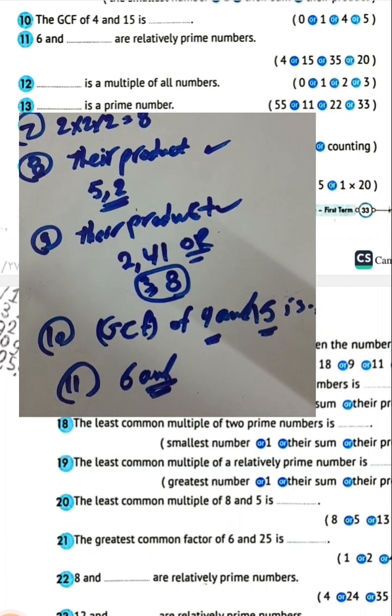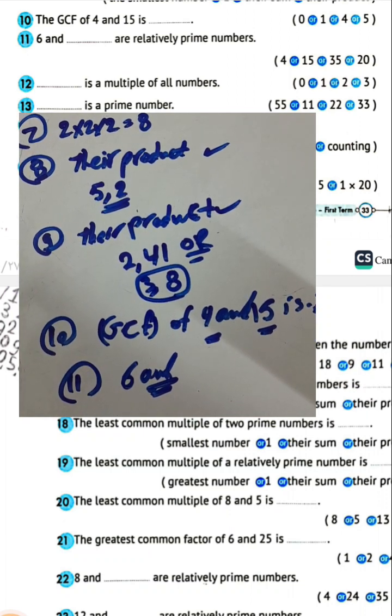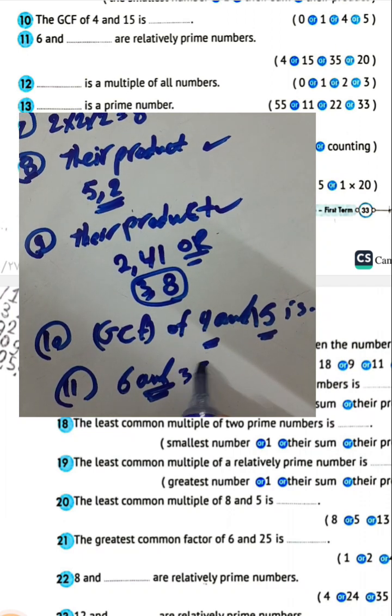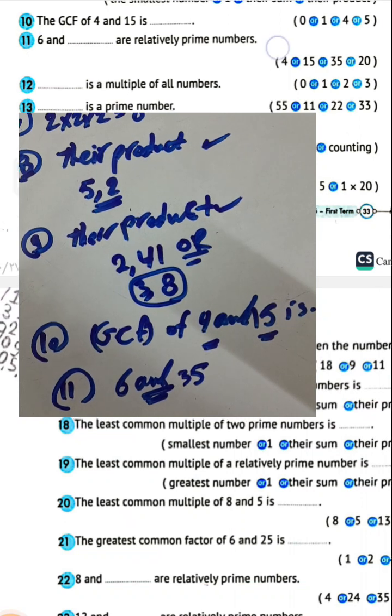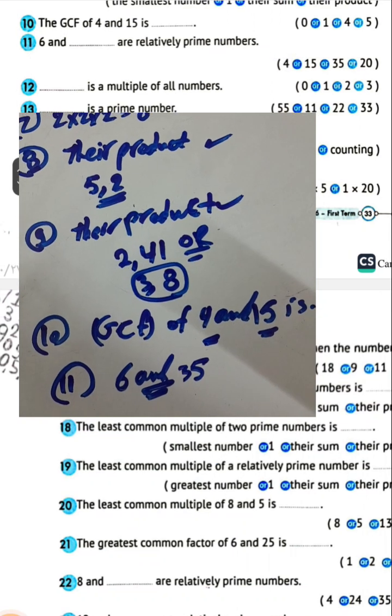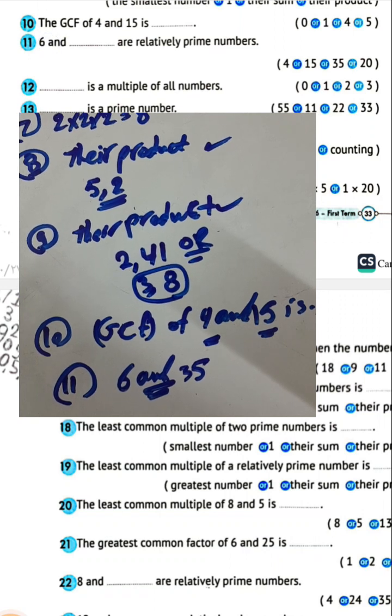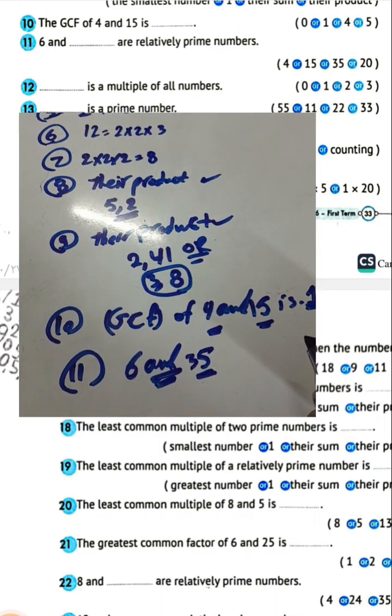Relatively prime numbers means two numbers can't be divided by any number except 1. So 6 and what? 6 and 35. Yes, 35 is true. But 6 and 4, the highest common factor between them equals 2. 6 and 15, the highest common factor equals 3. 6 and 35, the highest common factor equals 1. 6 and 20, the highest common factor equals 2. So 6 and 35, we call relatively prime numbers.